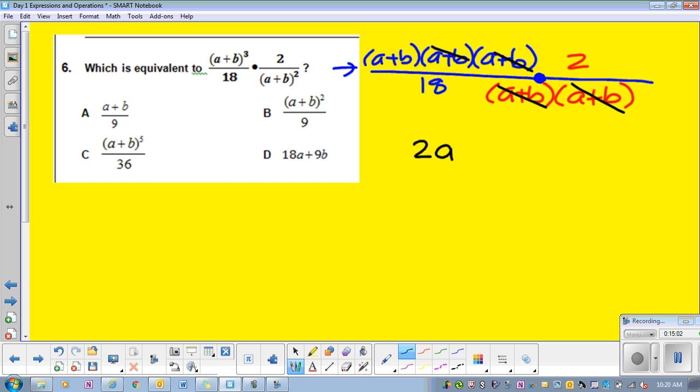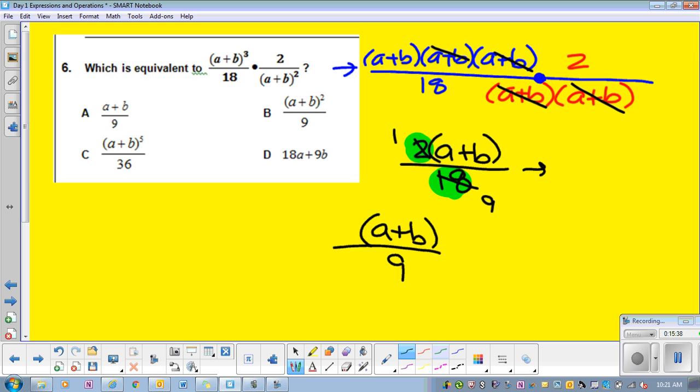So you have 2 times A plus B on the top, all over 18. But wait a minute, can I just leave it like this? No, you have to take the 18 and the 2 and put the 9 on the bottom, because 2 over 18 gives you 1 over 9. So the answer is A plus B over 9.